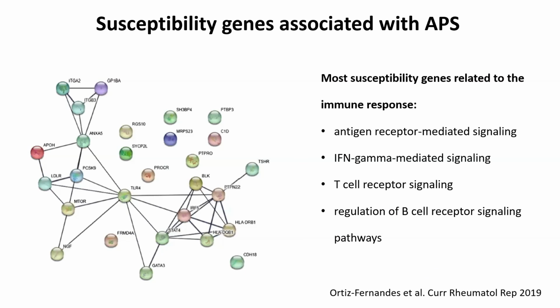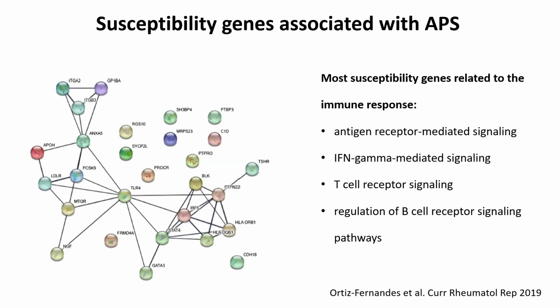On this slide, I would like to combine the data from monogenic SLE with the data that we know on the genetics of antiphospholipid syndrome. We know that there are several susceptibility genes, as shown on this figure. The thickness of the line relates to how strong the association with APS is. And you can see that with APS, most susceptibility genes were related to the immune response.